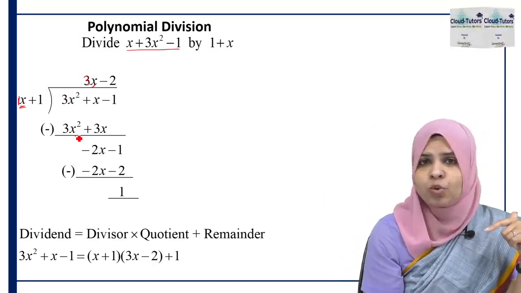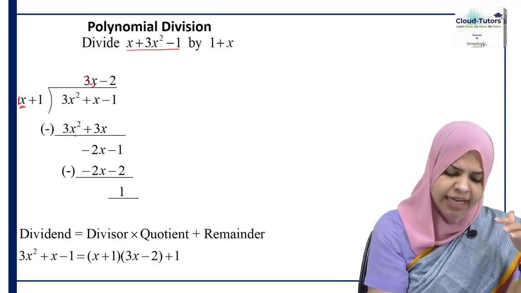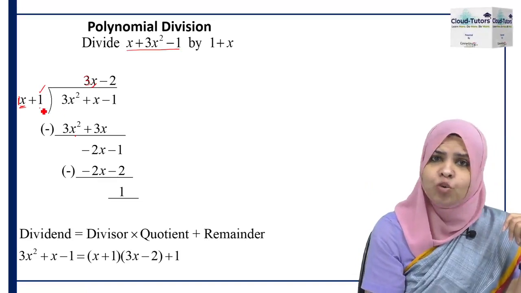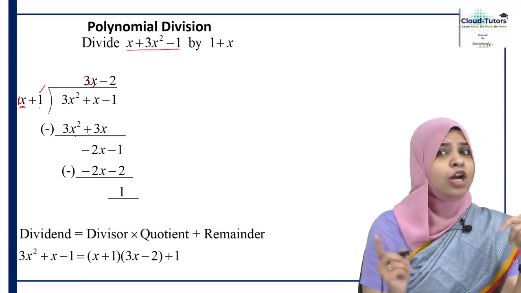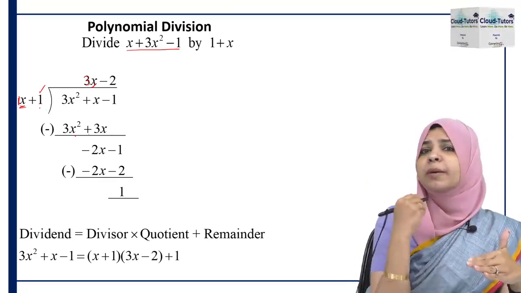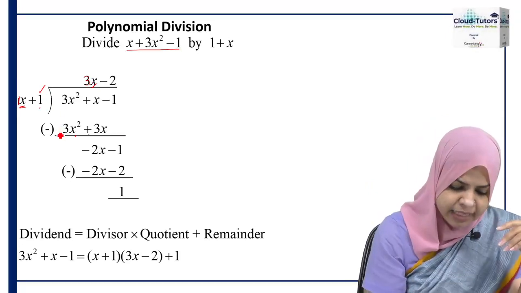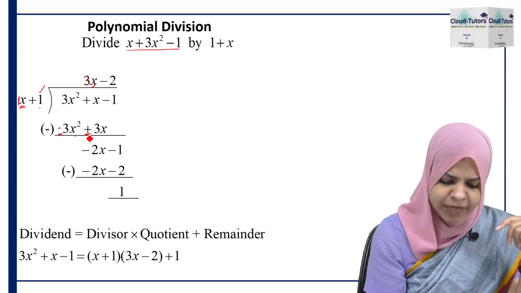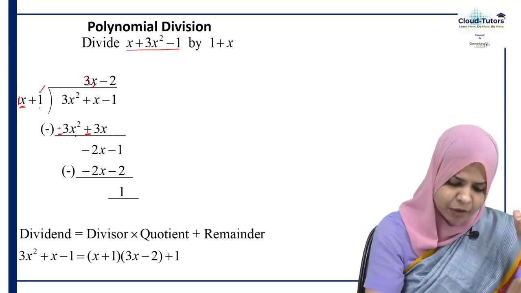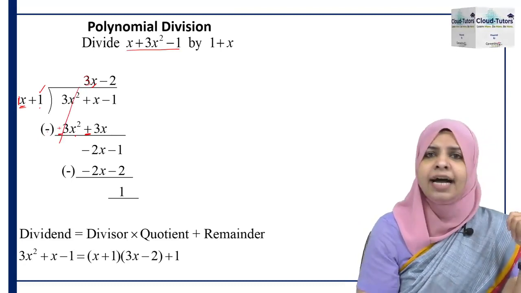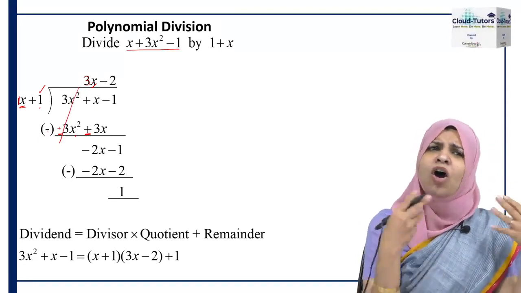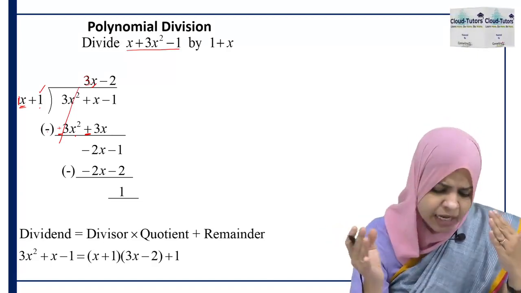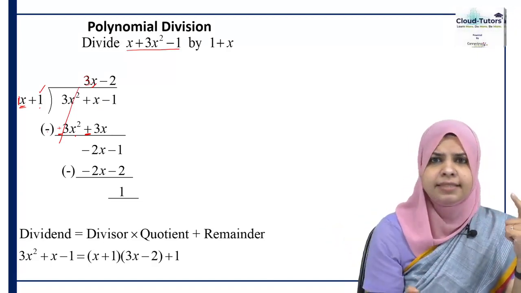So I get 3x square plus, I cannot stop it at that. I need to multiply even with 1. So 3x into 1 will give me plus 3x. Now division, second step is what? You subtract, right? So let's subtract. This is plus, minus into plus is minus, minus into plus will become minus, right? Now let's subtract. This entire term gets eliminated because 3x square minus 3x square is 0, right? Now x minus 3x is 2x.